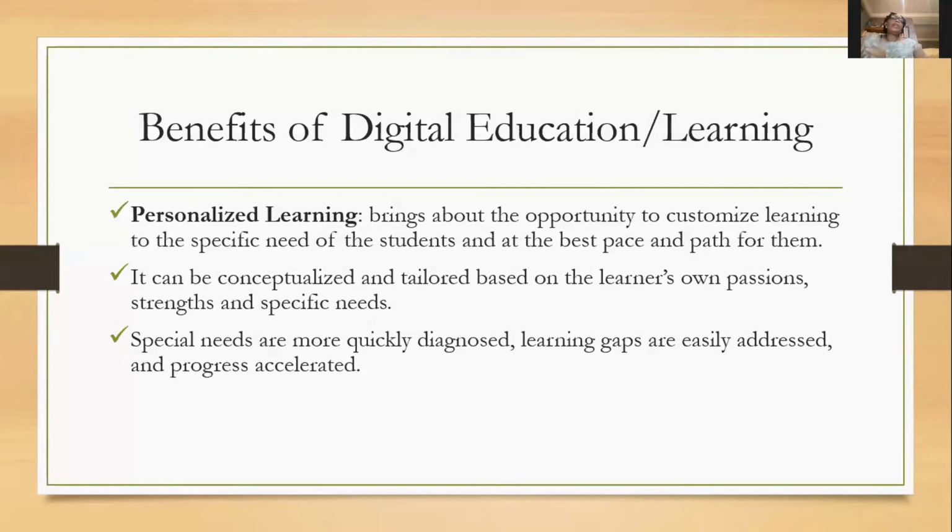John talked a lot about the new technologies, automation, e-robots, intelligent learning, and the rest of them. The best way that we can make people quickly adapt to this is by personalizing this learning at their pace, in their space. It can be conceptualized and tailor-based on the learner's own passions, strengths, and specific needs. Special needs are more quickly diagnosed, learning gaps are easily addressed, and progress accelerated.